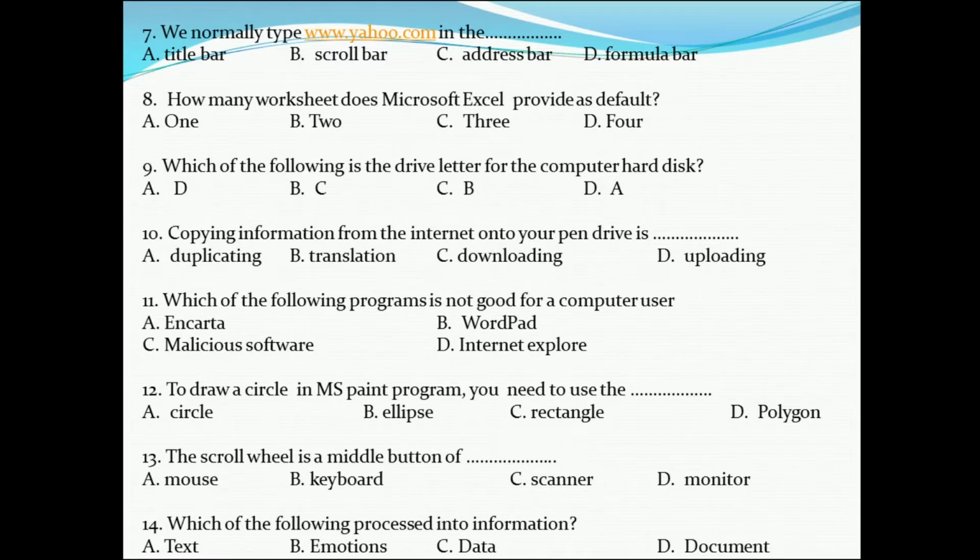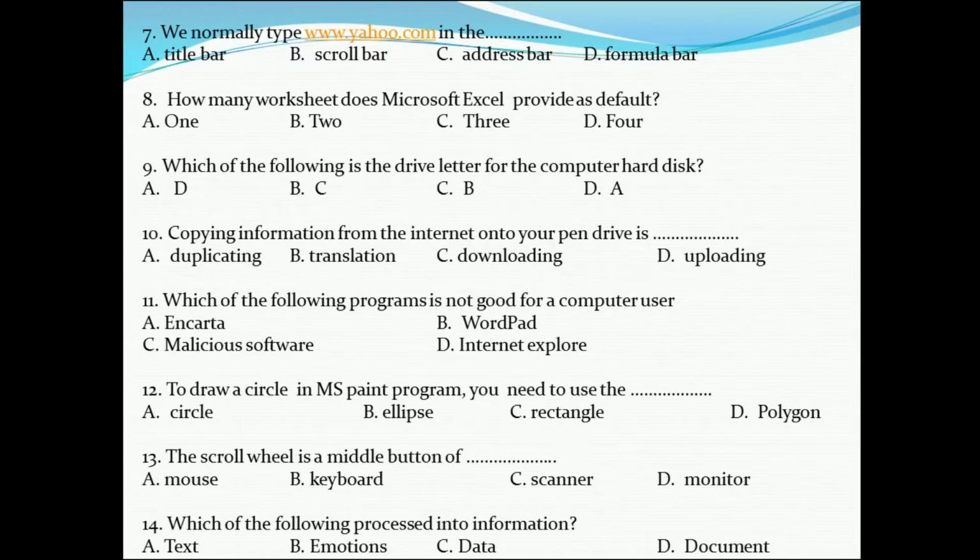Question 13. The scroll wheel is a middle button of the dash. A. Mouse. B. Keyboard. C. Scanner. D. Monitor.